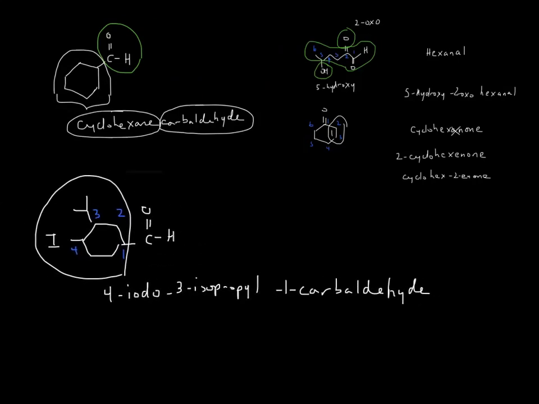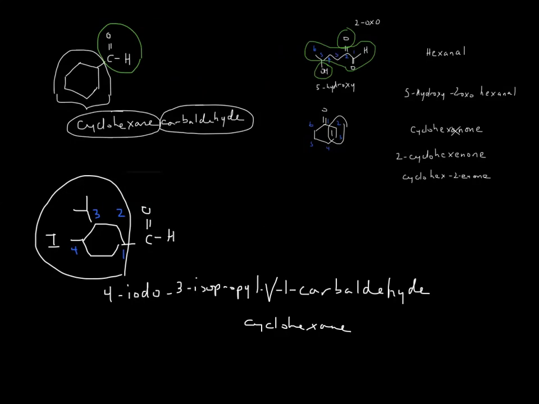I might not be able to fit this. Oh, it won't let me move them separately. Sorry, I'll have to interject in the middle here. Cyclohexane. So it would be a 4-iodo, 3-isopropyl cyclohexane-1-carbaldehyde, because the carbaldehyde is coming off of position number 1.